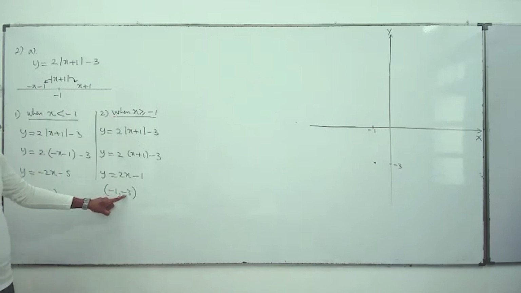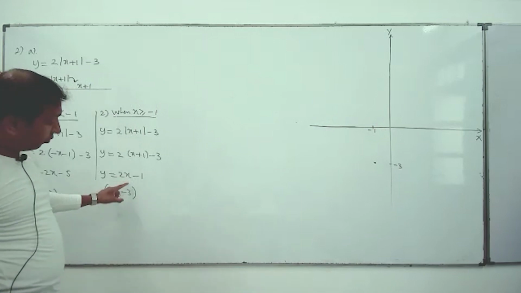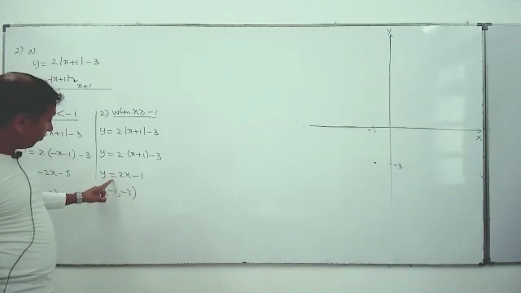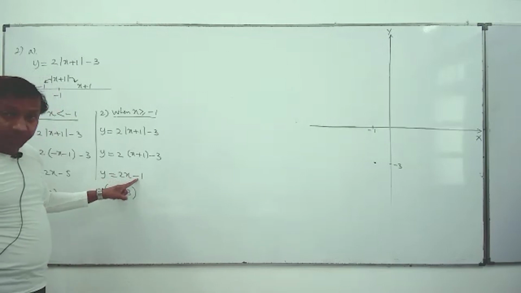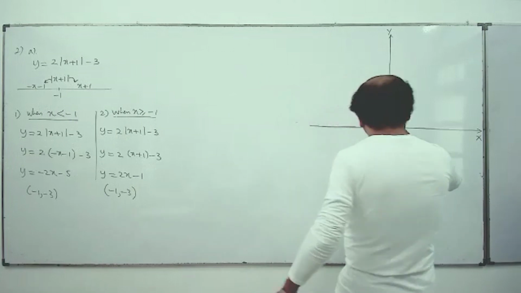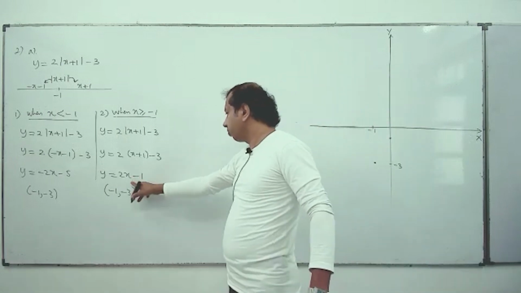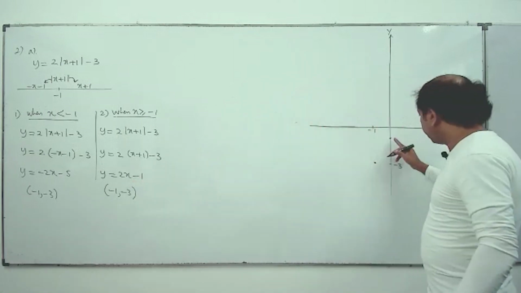Another point we need to draw this straight line. To draw a straight line, we need 2 points. We have only 1 point. The other point you can take is the intercept, which is minus 1. Then this graph cuts the y-axis at minus 1, here. Then this line passes through this point and this point.